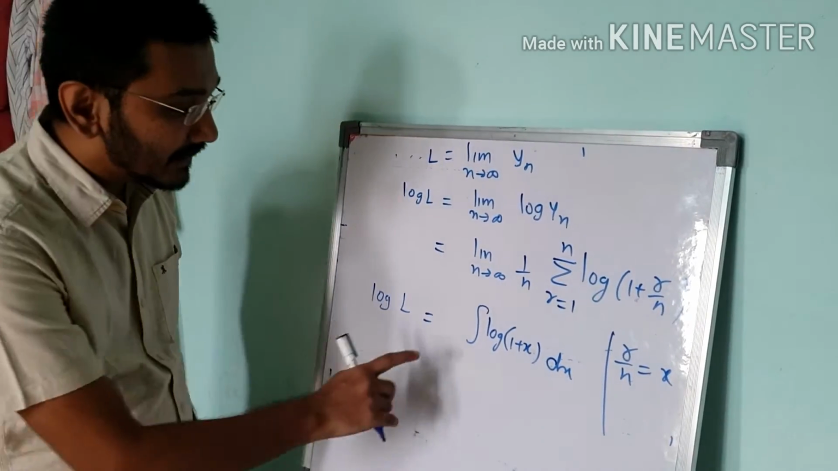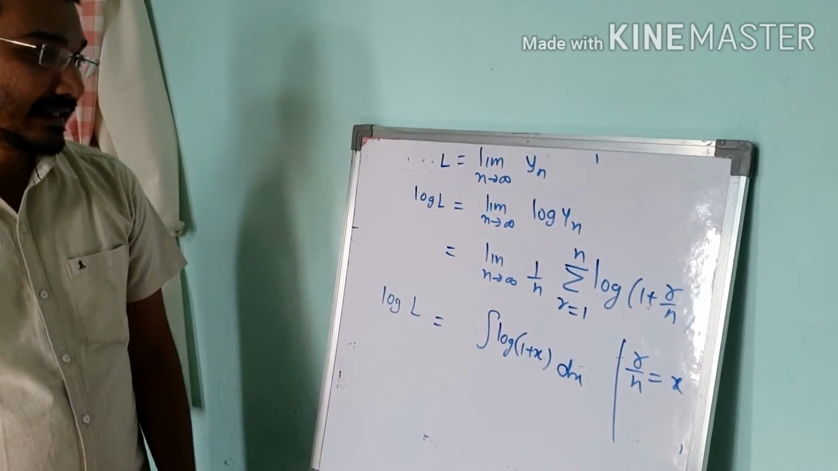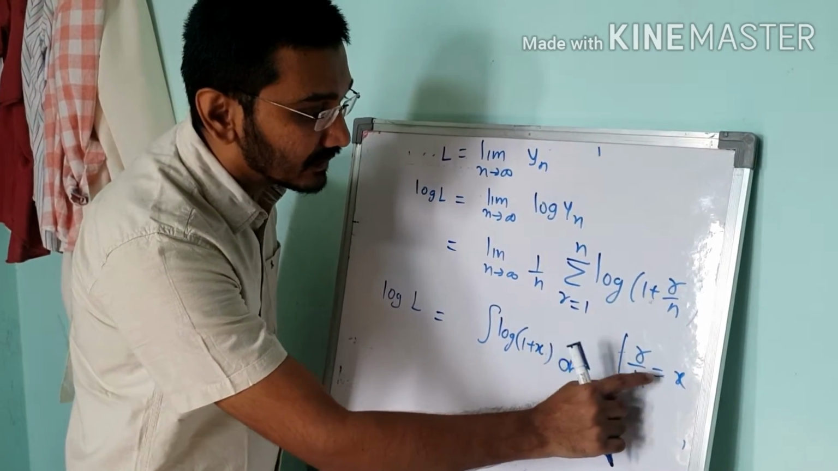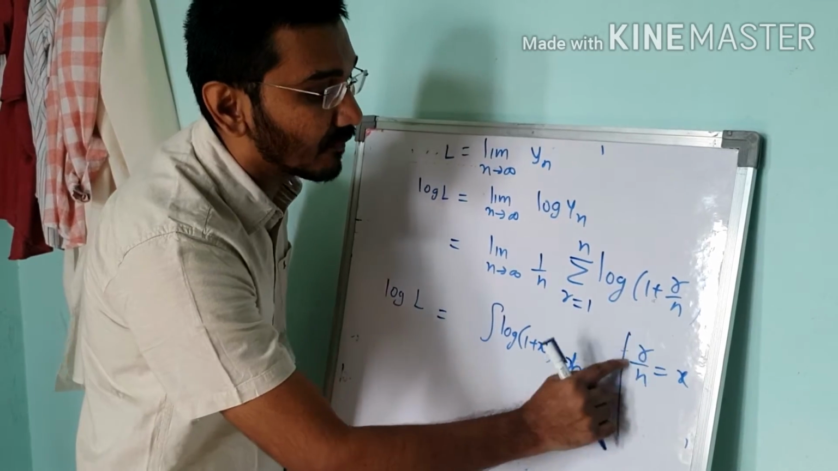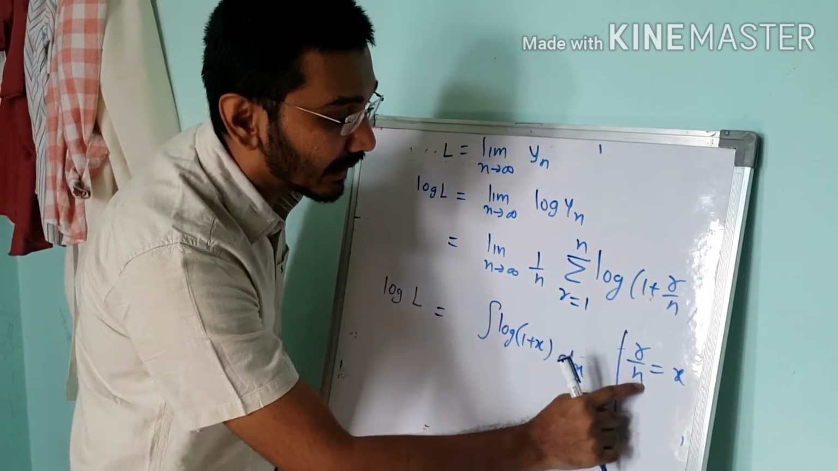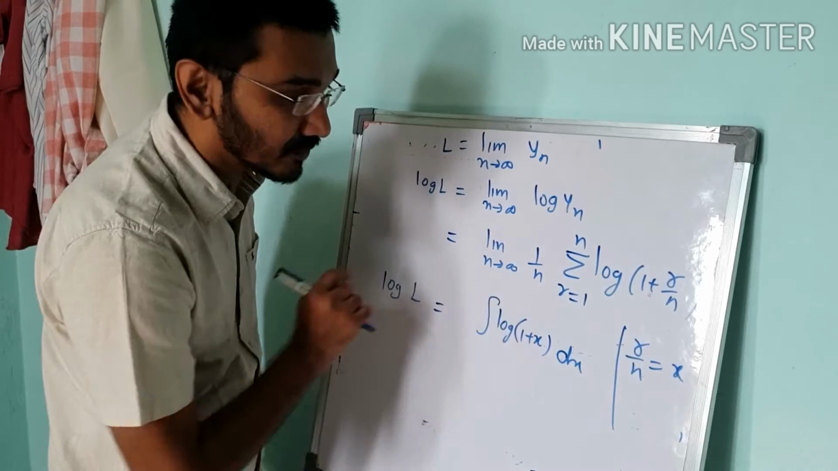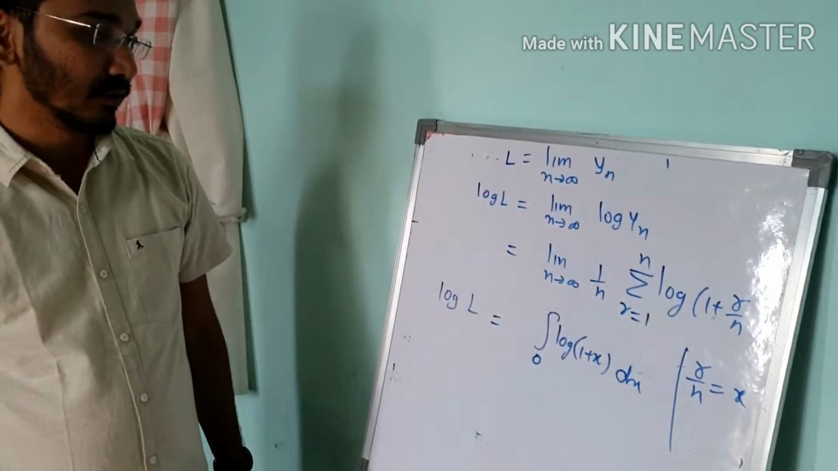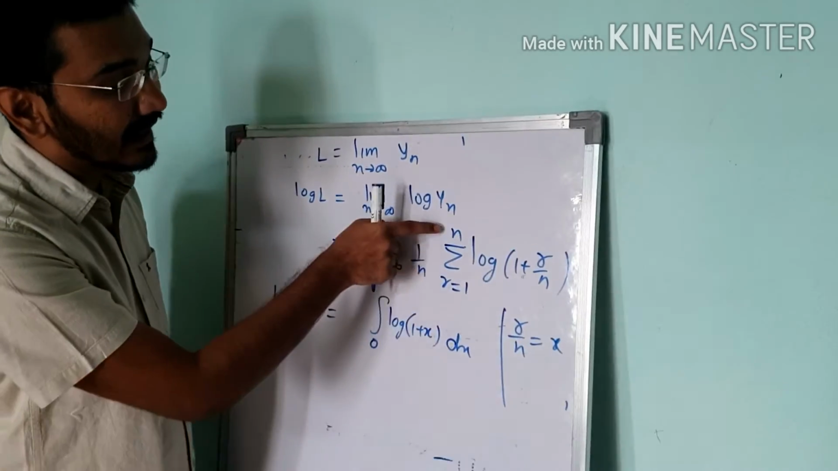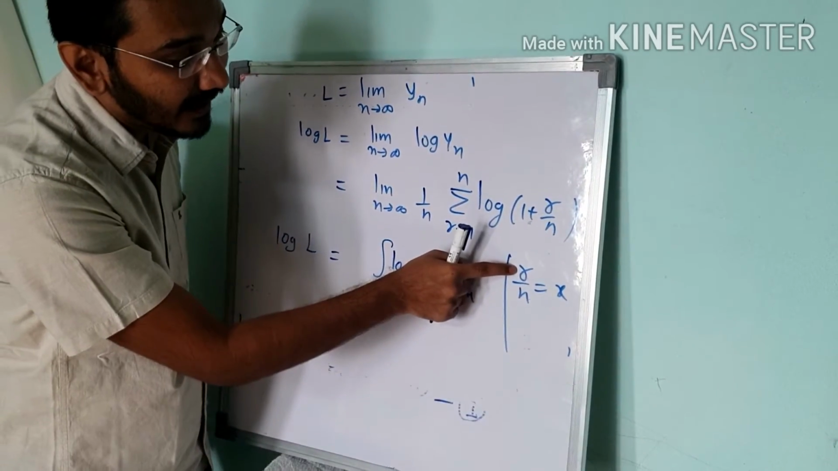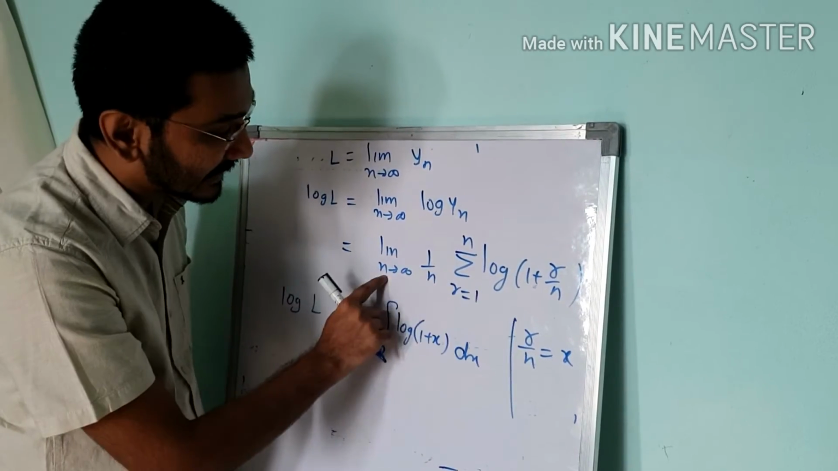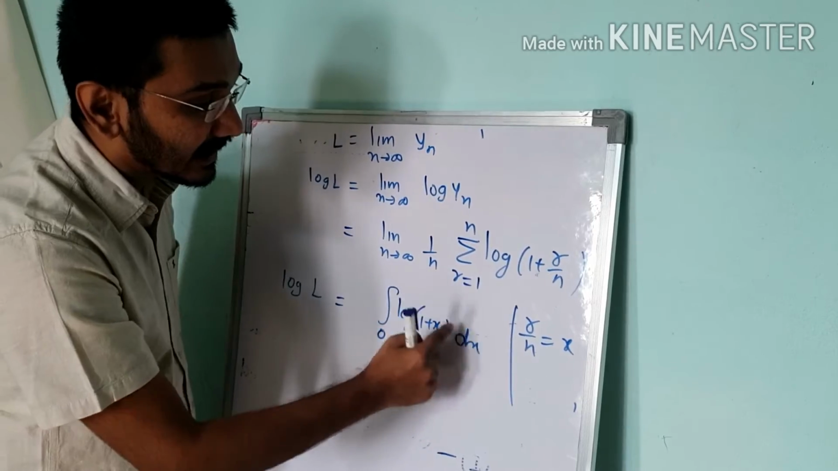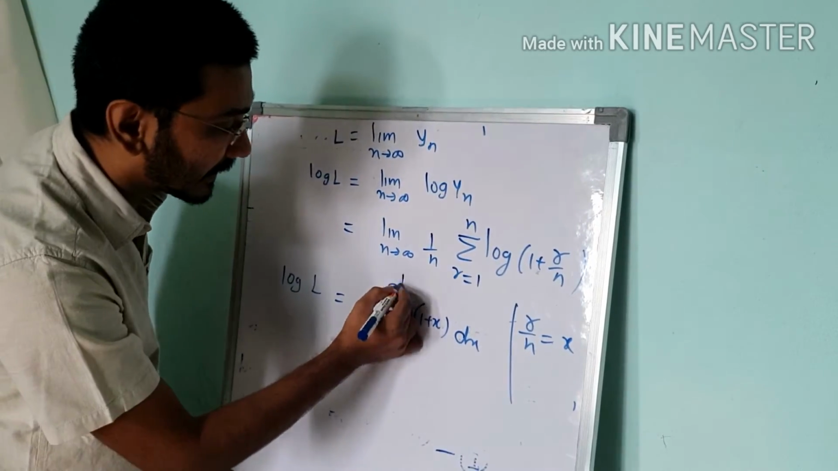But what will be the limits of this integration? See, r is changing from 1, so if I put r equal to 1, then I will get the minimum value of r by n, that is 1 by n, 1 by infinite, because n is tending to infinite. So 1 by infinite will be 0. So lower limit I am getting 0. But r is increasing and reaching up to n. So when I put r equal to n, n by n, because n is tending to infinite, will give me 1. So the integration in x will have upper limit 1.